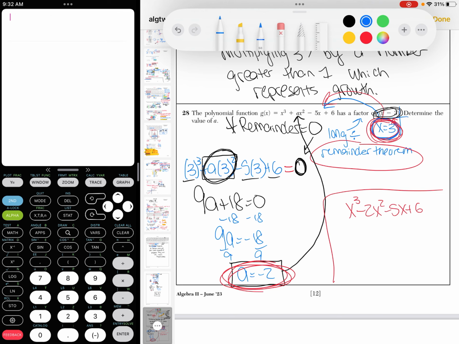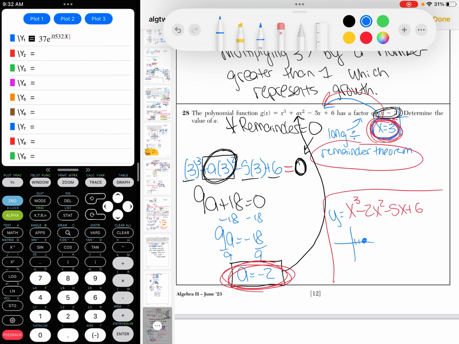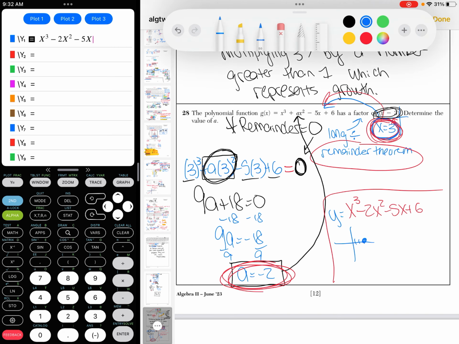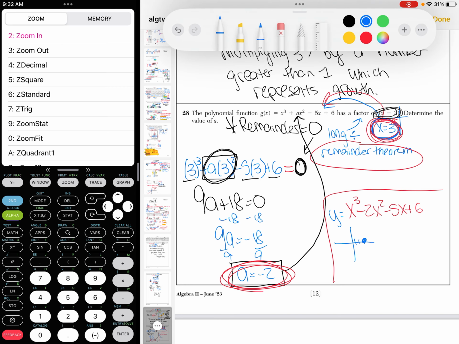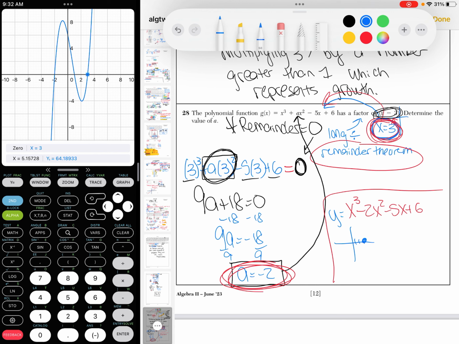If you wanted to do a quick little check, you can do a lot of things, actually. You can graph this. It'll cross the x-axis at 3. So I'll show you that real quick. This is x to the third minus 2x squared minus 5x plus 6. When I hit graph, when I change my window back using zoom 6, I do see that it crosses the x-axis at 3, which means that x minus 3 was a factor, x equals 3 is a solution. Or you could do the remainder theorem again and just plug in your 3 and make sure it equals 0. So if I plug in 3 to the third minus 2 times 3 squared minus 5 times 3 plus 6, I will get a remainder of 0.